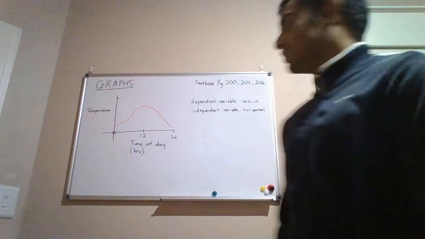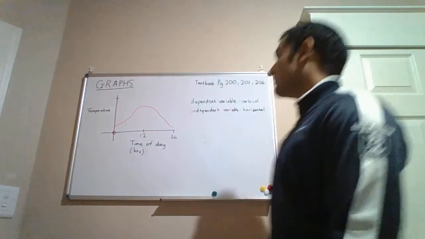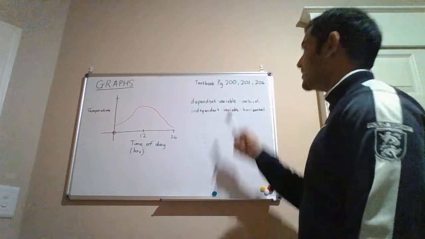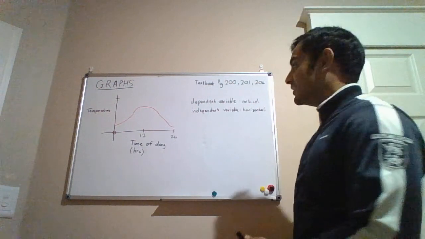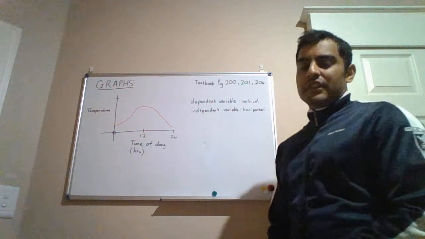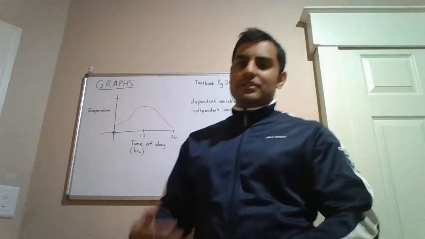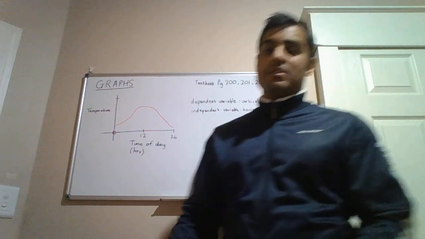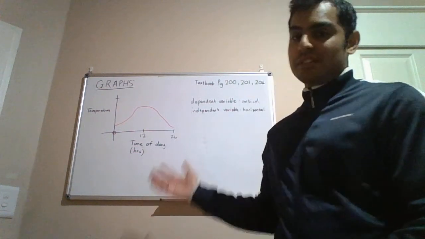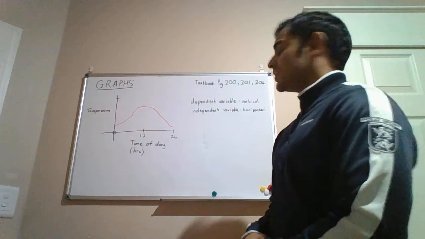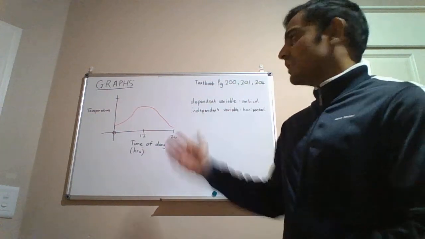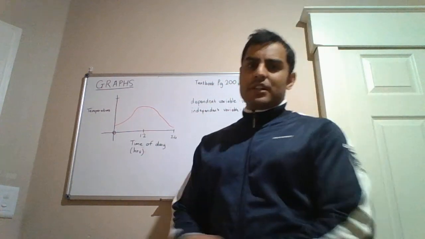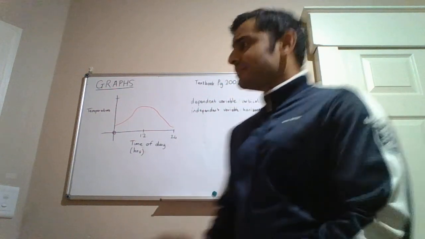So today we're going to talk about graphs. You'll find this in your textbook on pages 200, 201 and 204. Now, graphs are supposed to make our lives easier. They take a whole lot of information and they summarize it into a nice picture form. So take a few minutes and look at this graph, maybe pause the video and then we'll talk about it.